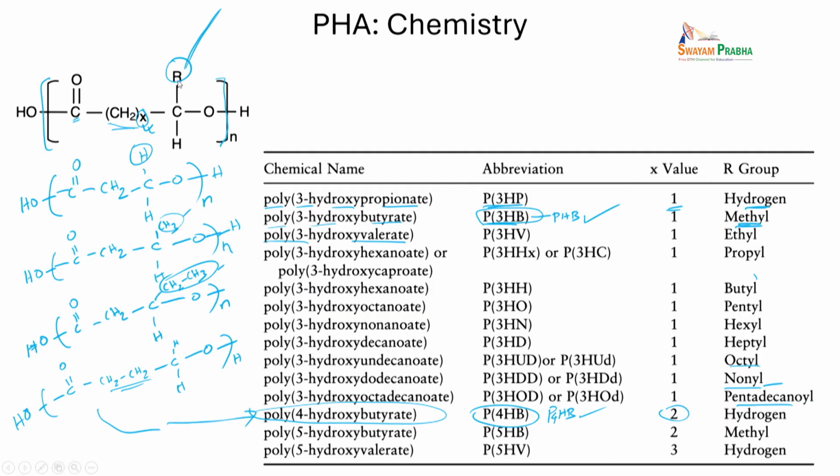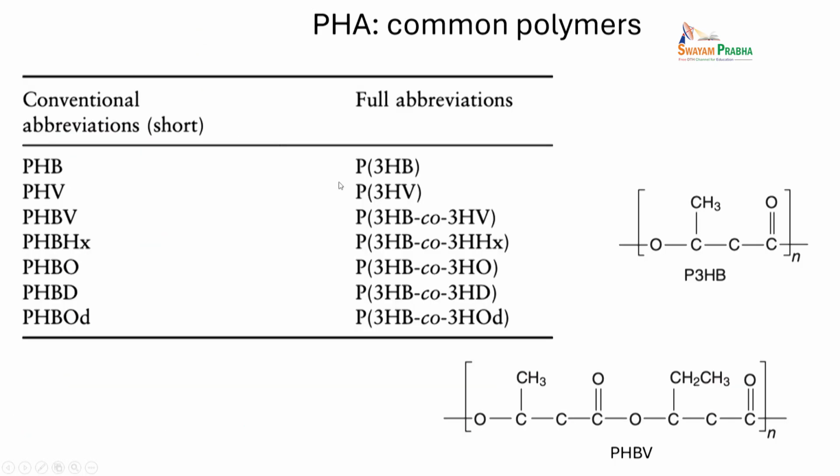Only the side group chain length can be increased, and also the CH2 group can be increased. Okay. So of all these, the common polymers, when we say PHB or PHA, are PHB, PHBV, and so on. And also, they are not really homopolymers. They can also form a copolymer.